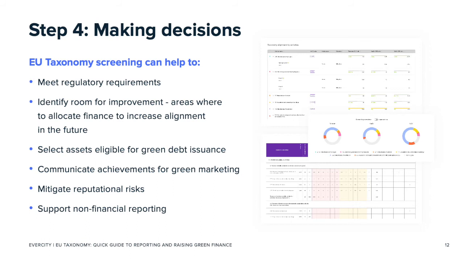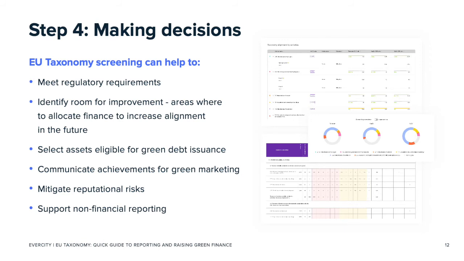Then, of course, we can communicate our achievements. So if we see that some products are green, we can label them as green, for example, and we can use it for our green marketing, which is very valuable. And this will help us mitigate reputational risks and be ahead of competition and so on. And finally, we can select assets that are eligible for green debt issuance. So within our tool, we have a separate opportunity to select only those assets that are aligned, and then later on transfer them to a green project portfolio and structure a green bond or a green loan to finance or refinance these projects.